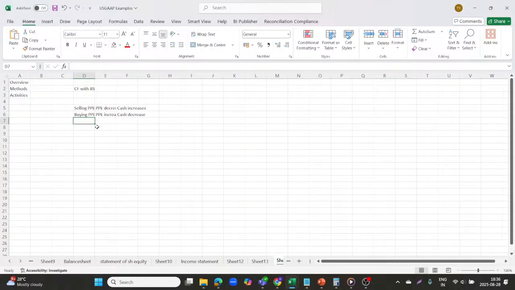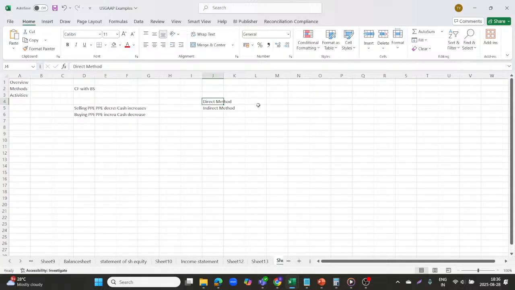Now, if you talk about the method of it, there are two methods of preparation of cash flow. First is the direct method, second is the indirect method of cash flow. The direct method won't start from the net income. It's a separate proforma, which we have to see. And the indirect method is also a separate proforma, although all three activities will be there.